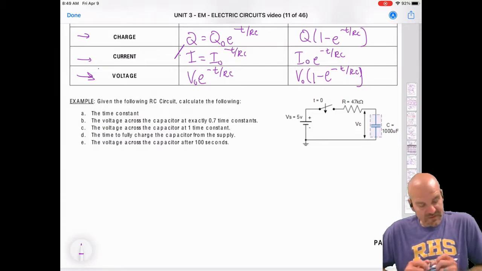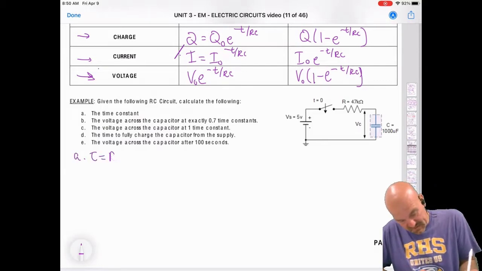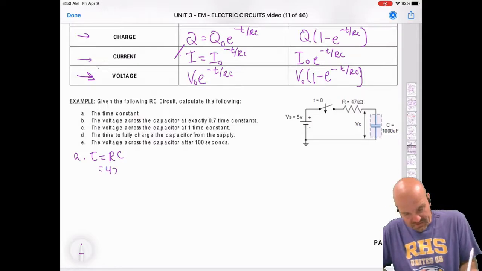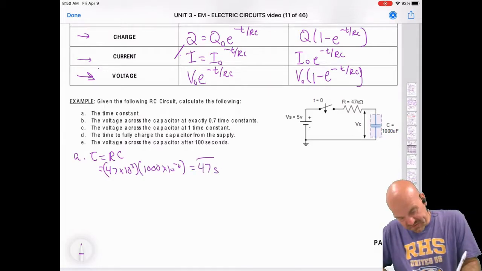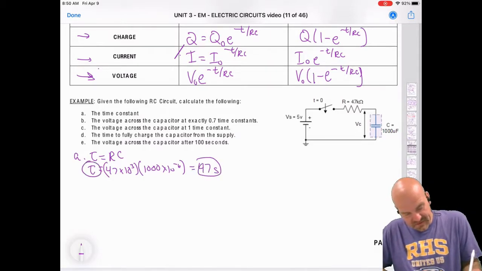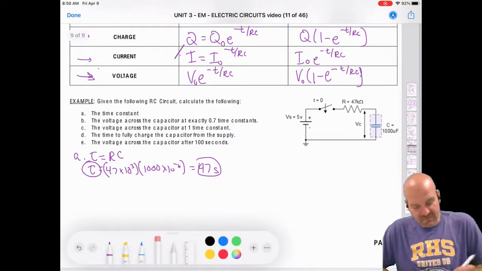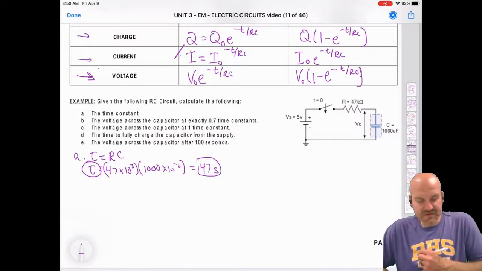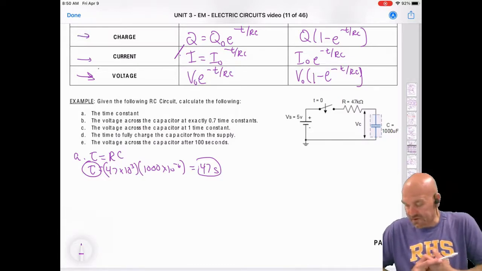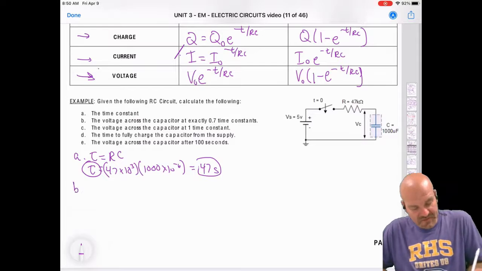Okay, and so let's go and find the time constant. All right, we know it's going to be tau equals RC. So all we're going to do is 47 times 10 to the 3, right, because it says kilo ohms, and then we're going to do 1,000 times 10 to the negative 6 farads. So that's going to give us 47 seconds, right? Now, this is not how long it takes to fully charge or whatever. This just tells us that this is the time constant, right? This is that time dependence piece. So in any of those equations above, our R times C will be 47.